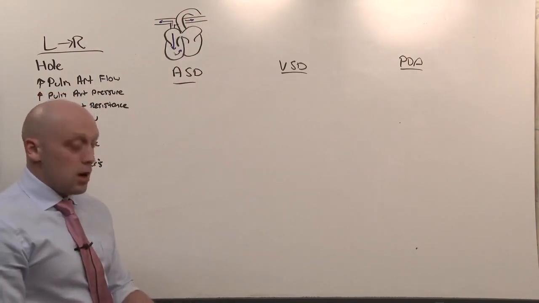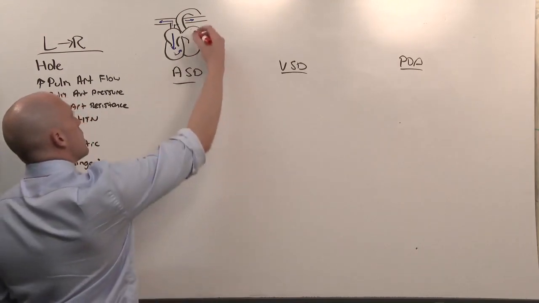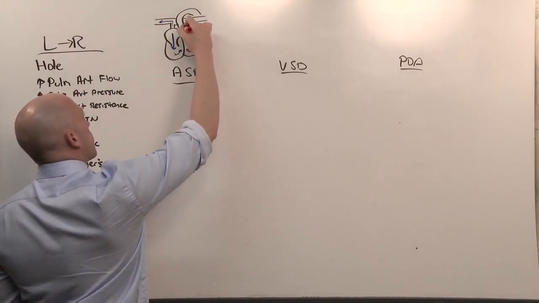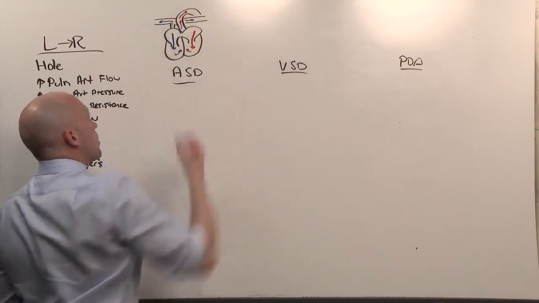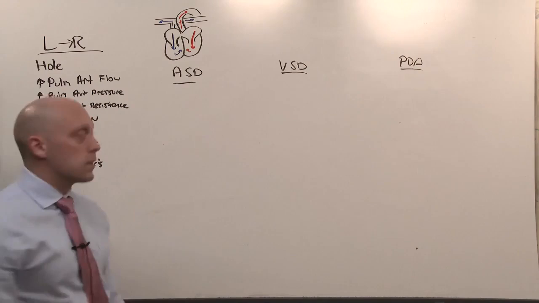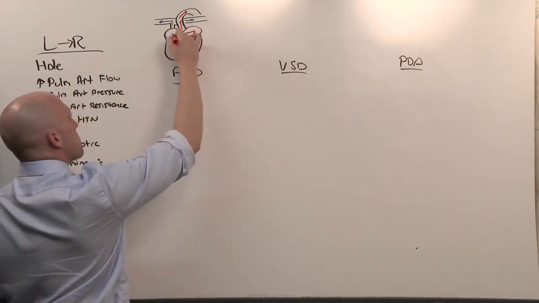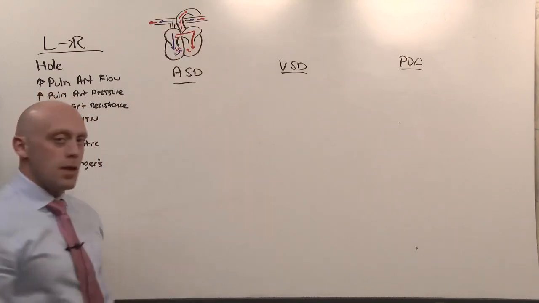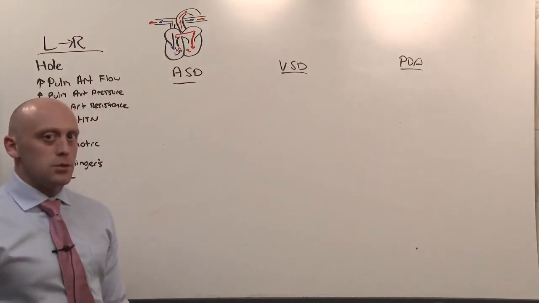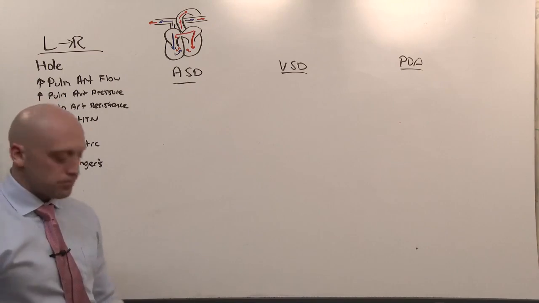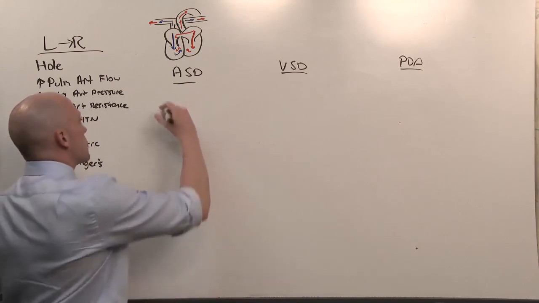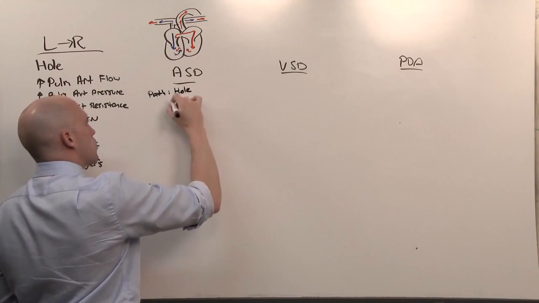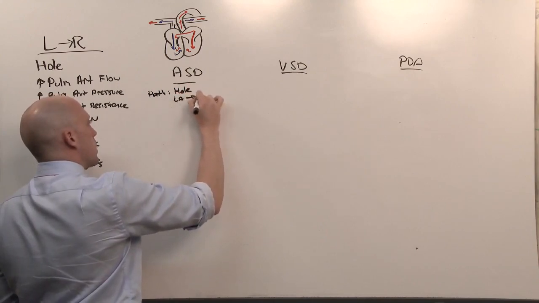That's normal. Oxygenated blood returns to the left atrium and goes through the left ventricle, out through the aortic valve, into the aorta. But now there's a hole that allows blood to go from the left atrium back into the right ventricle, adding extra blood to the pulmonary artery. The atrial septal defect is caused by a hole between the left atrium to the right atrium.